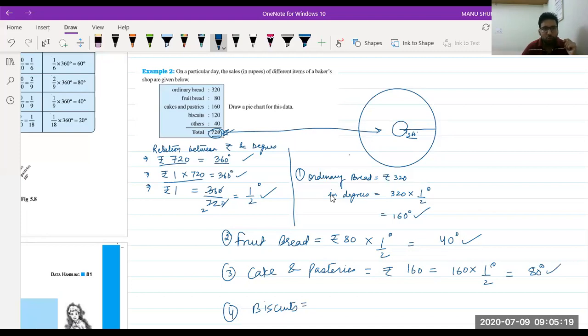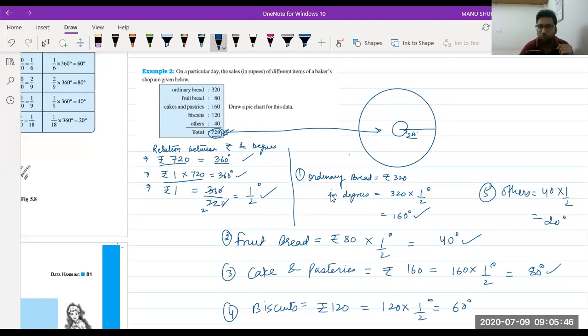Biscuits is rupees 120, which is the same as 120 into 1 by 2 degree, that is 60 degree. Good beta. And last is others. How much is others? Please help. Others is 40 into 1 by 2 degree, that is 20 degree. Now we have found all the things in terms of angles.